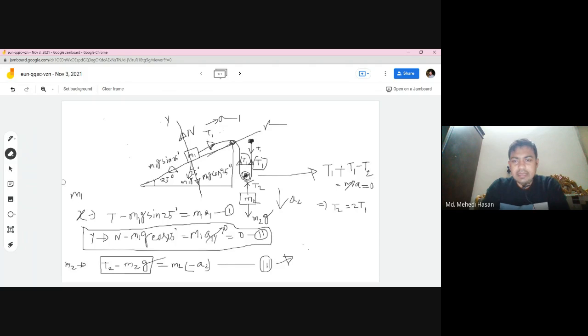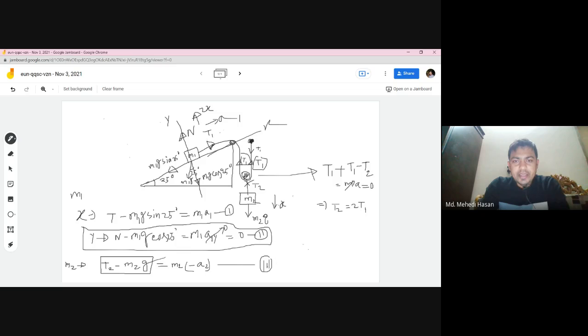Another thing is that there is a relation between the acceleration of m1 and the acceleration of m2. So if you consider m2 is moving downward, and at a certain time it covers a distance, say x distance, then due to this, m1 will move 2x distance.